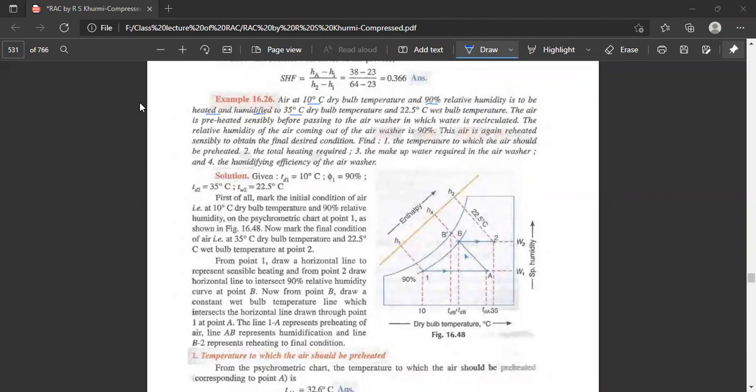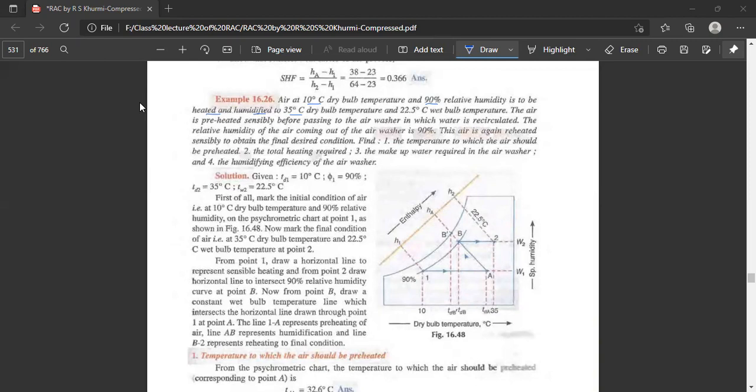The air is preheated sensibly before passing to the air washer, in which water is recirculated. The relative humidity of air coming out of the air washer is 90%. This air is again reheated sensibly to obtain the final desired condition. Find the temperature to which the air should be preheated, the total heating required, the makeup water required, and the humidifying efficiency of the air washer.